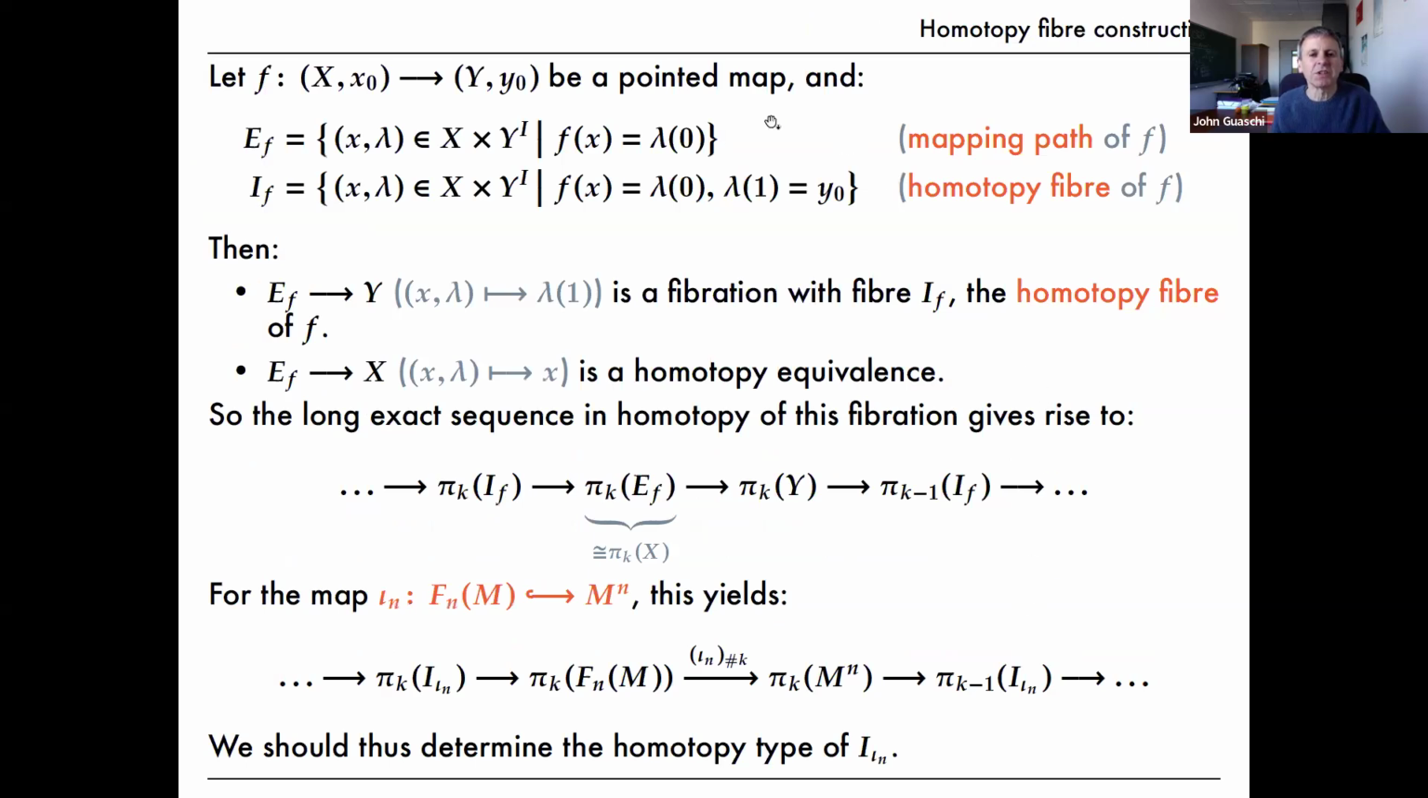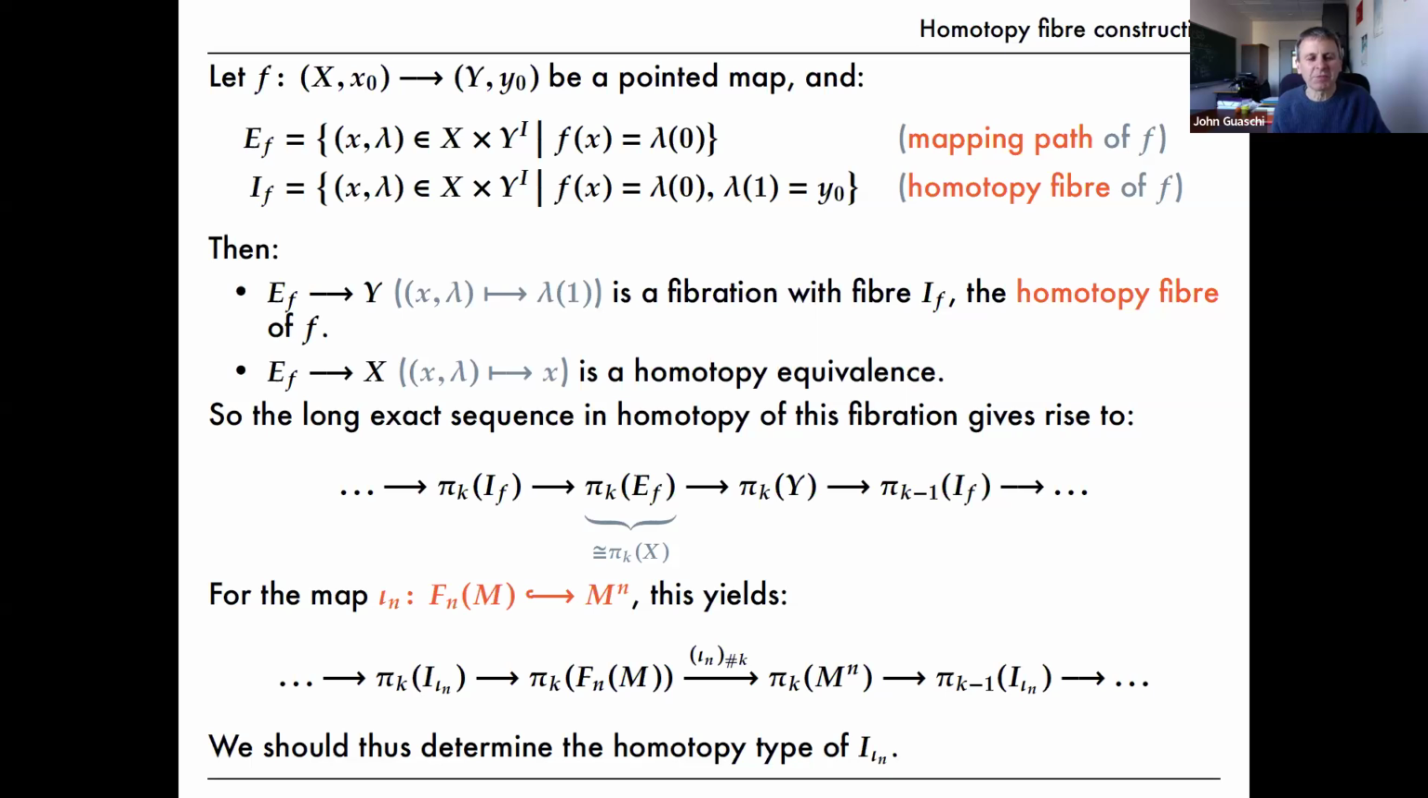If we take a pointed map between two spaces, then we can define its mapping path. So we're looking at pairs of elements where x belongs to X, and lambda is a path in Y. And then we have what we call the homotopy fiber. So it's the mapping path, but with one extra restriction here.